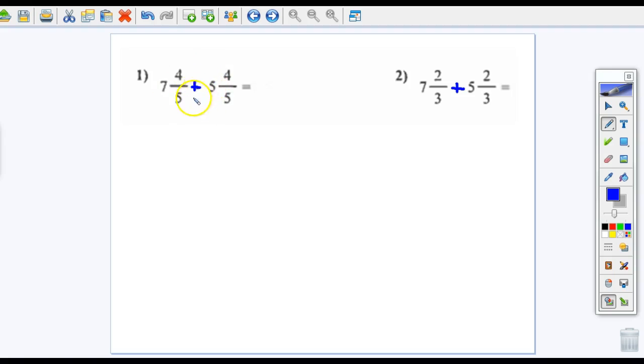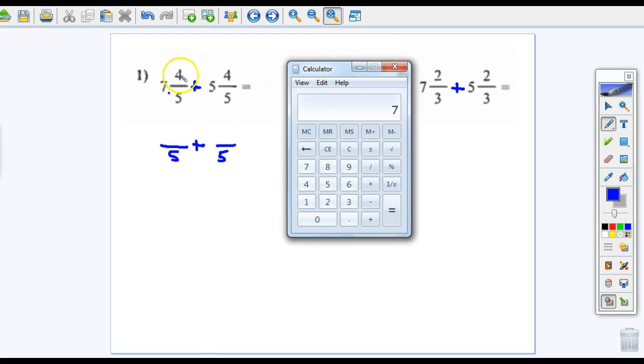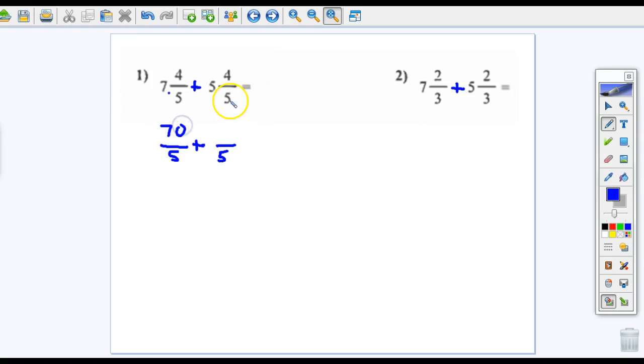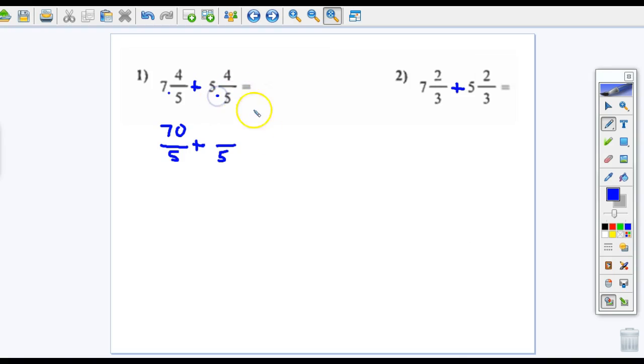Okay, so same idea. I'm going to multiply my whole number by my denominator and then add my top number to get my new set of fractions, which I'm going to add together, which are both going to be over 5. So let's take out our calculator, move this over. I'm going to say 7 times 5 plus 4. So 39 is going to be my top number. And then my second one, 5 times 5.